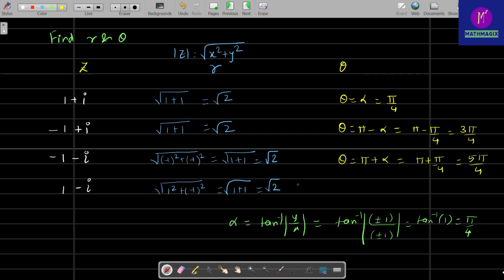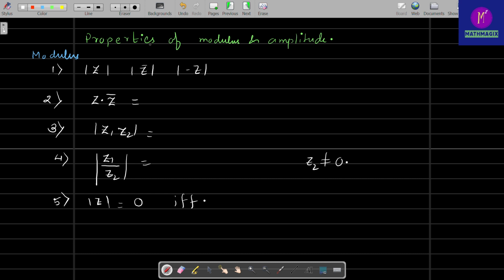Similarly, 1 minus i, this number belongs to the fourth quadrant, where theta is nothing but minus alpha, and just because of that, here the angle theta is minus pi by 4. So this is the way we can find out the angle. Let us see some properties of modulus and amplitude. We will first see the properties of modulus.